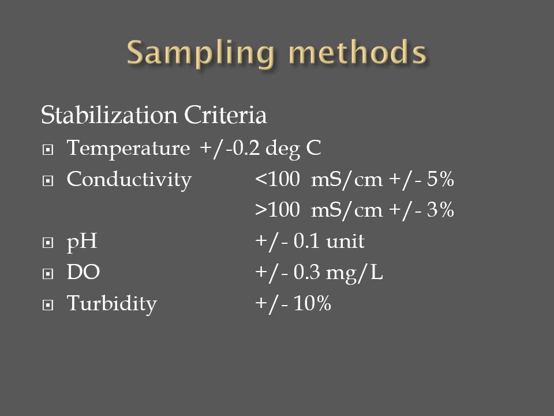Because all of the probes that we use for water quality sampling are essentially electrodes that correlate an electrical signal to a concentration or a pH or a conductivity based on our calibration. And so these stabilization criteria essentially say, that electrical signal might bounce around a little bit, and these are the ranges of error that are acceptable.